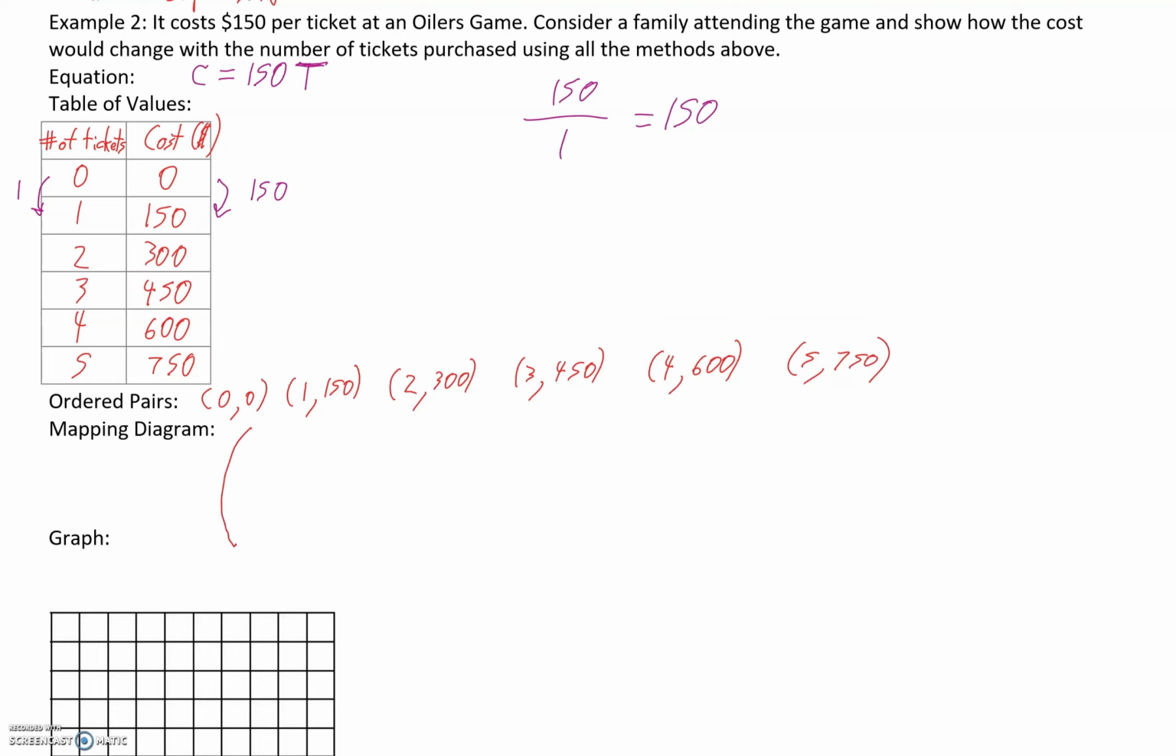For mapping diagram, we're going to go like this, and we're going to write 0, 1, 2, 3, 4, 5. And then we're going to write 0, 150, 300, 450, 600, 750. So again, it is directly related, so it's just nice and straight across. They're not always going to be like that, but we're just keeping them simple.